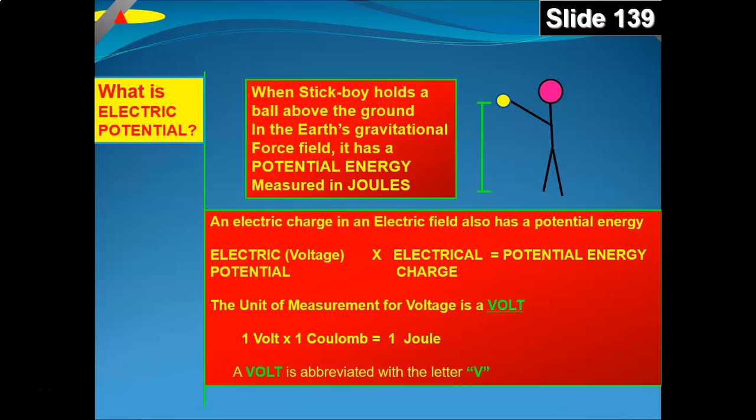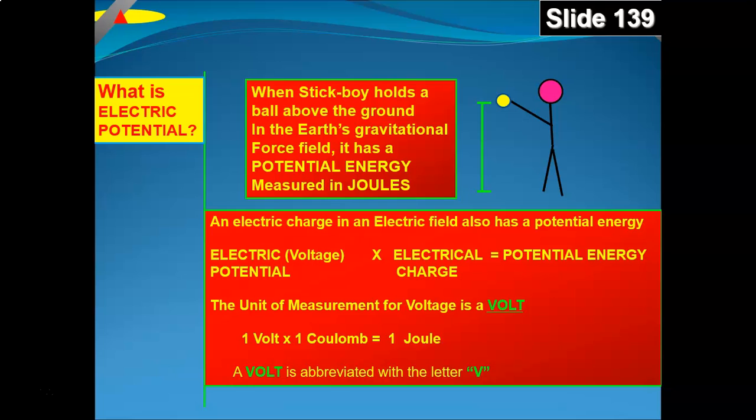So what is electric potential? When Stick Boy holds a ball above the ground in the Earth's gravitational force field, it has a potential energy that's measured in joules. And joules is the standard measure of energy in the metric system for any type of energy, whether it's mechanical motion energy, light energy, sound energy. It's measured in joules. So an electric charge in an electric field also has potential energy.